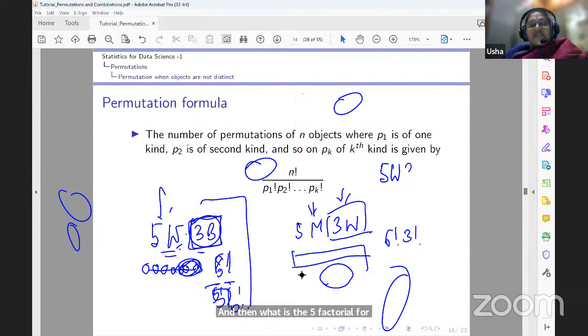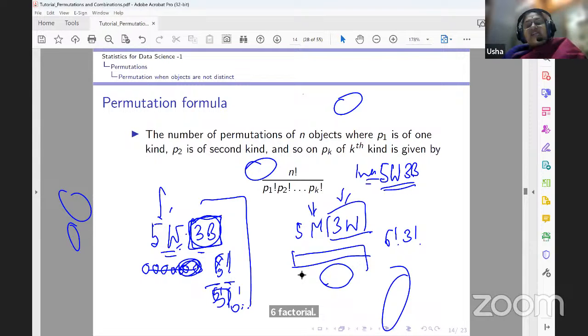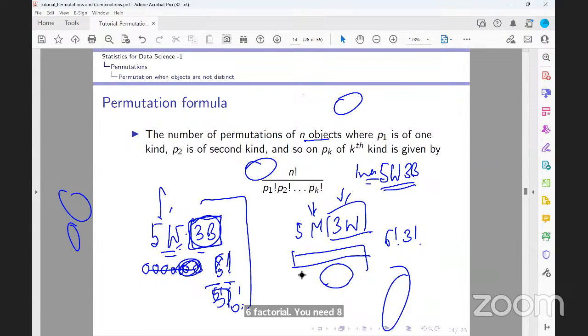5 white beads and 3 black beads. I have these, and how many ways can I arrange all these 8 together? Linearly, I have 8 beads. How many ways can I arrange them? 8 factorial.